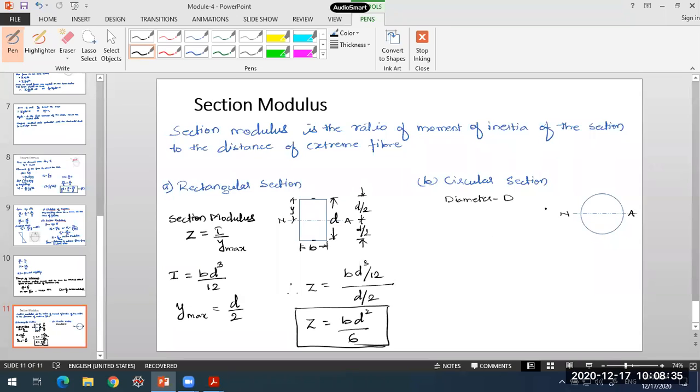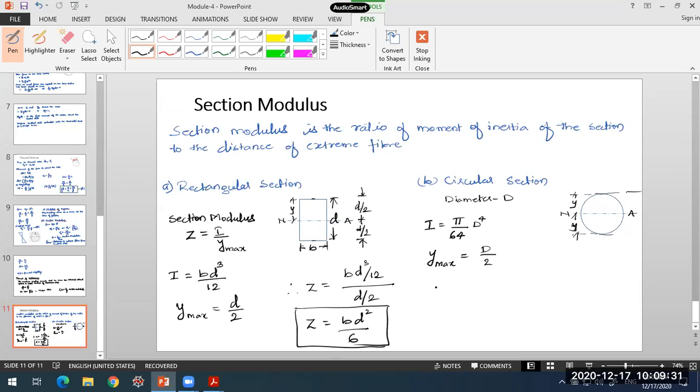Similarly, in case of a circular section, the moment of inertia will be pi d raised to 4 upon 64, that is pi by 64 into d raised to 4. And what is Ymax now in this case? Here also, the neutral axis and centroidal axis are coinciding. We have concluded that in one of our derivations. So what is this Ymax from the neutral axis? Since it is also a symmetric section, you can take on both sides, and you'll get Ymax to be the same on top as well as on bottom. So Ymax will be equal to half the diameter, d by 2.